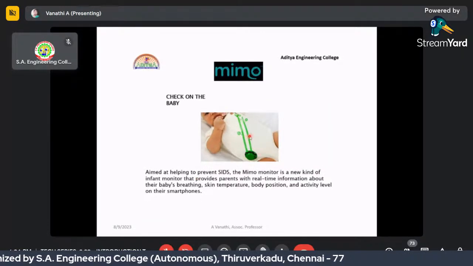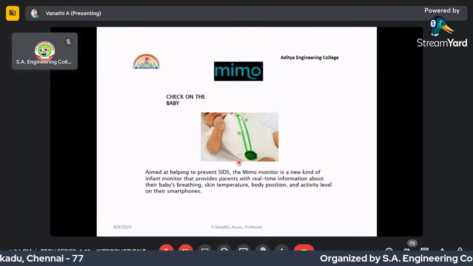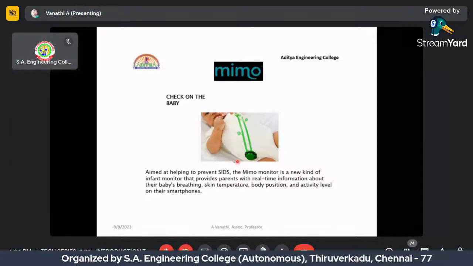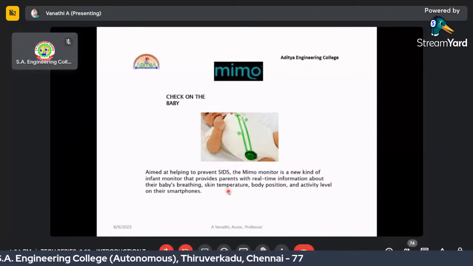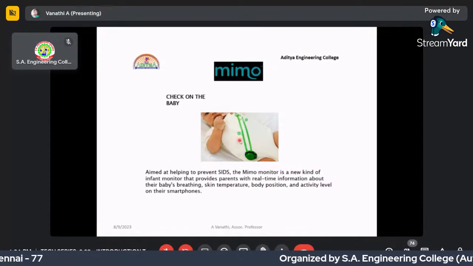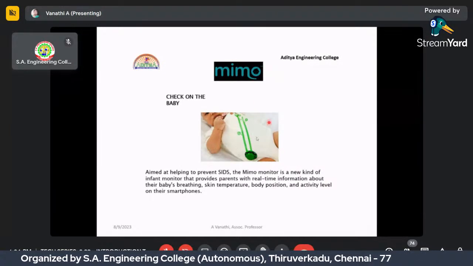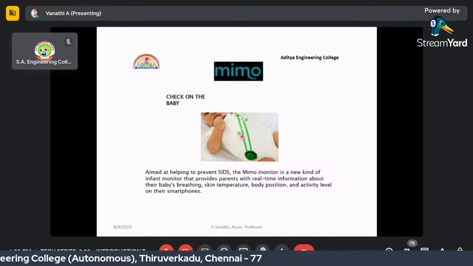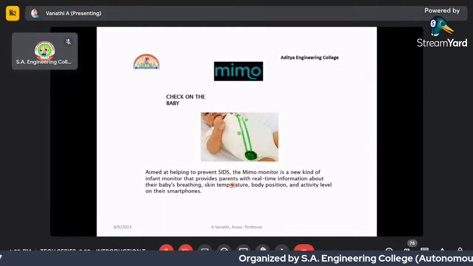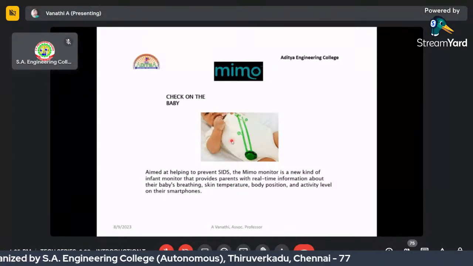This one is called MIMO. This is mainly used for infants. We cannot guess the condition of kids easily. In order to sense the temperature, the body position or the activity level, this MIMO helps to get connected to the parent, where they can see the position of the baby. And if the baby is sleeping or has woken up, it gives an alert signal to the parent, who can give their attention immediately. Sometimes we also cannot know the temperature by touching. This one will sense the temperature and say whether it is normal or whether we need to take care.